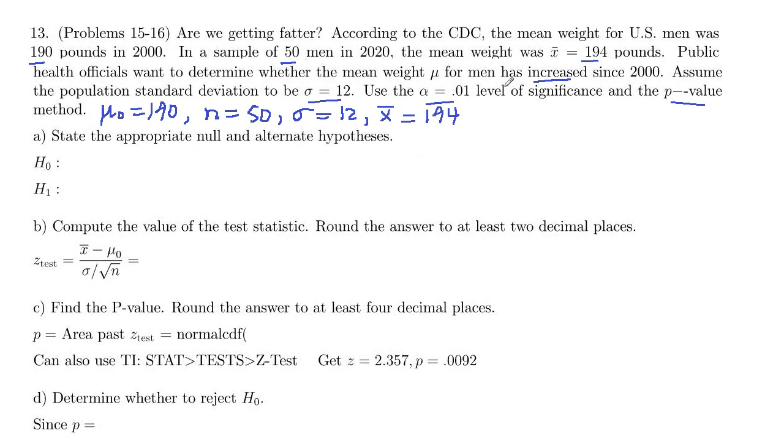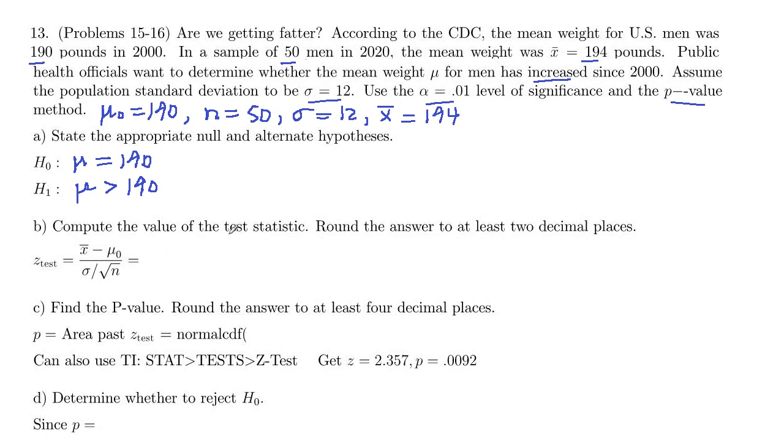So we want to test and see if it's increased. So our alternative hypothesis would be that the mean is greater than 190. And if that's not the case, then we conclude that the mean is still 190, what it was in 2000.